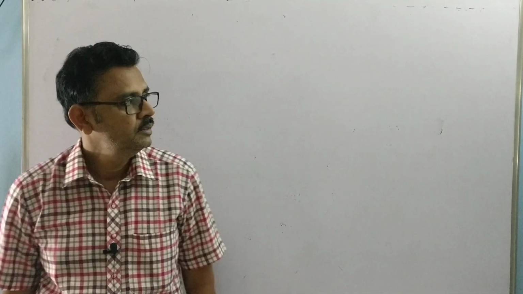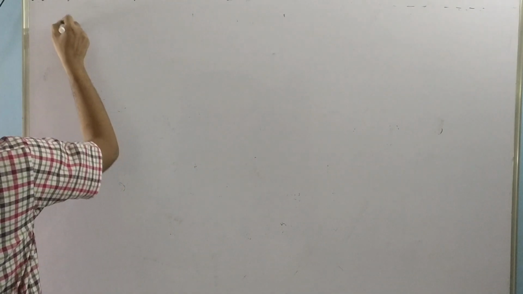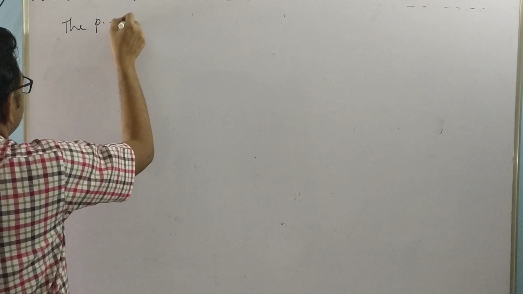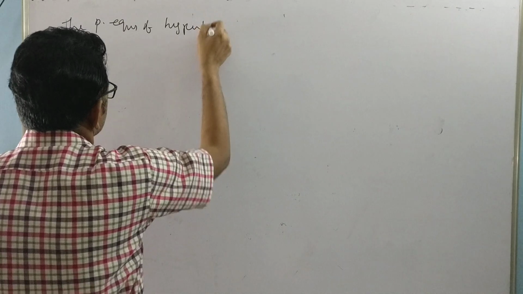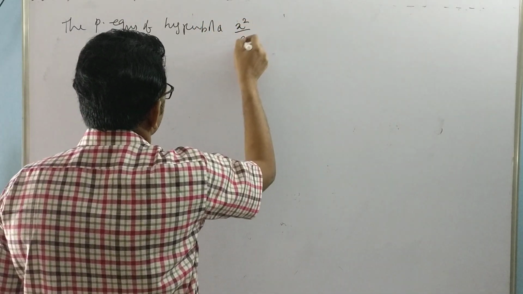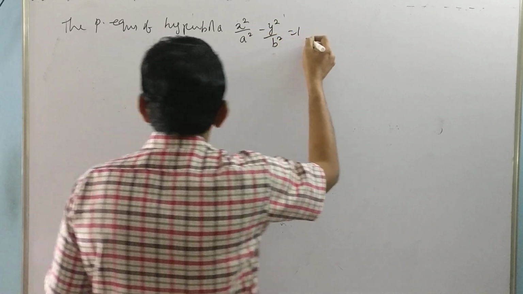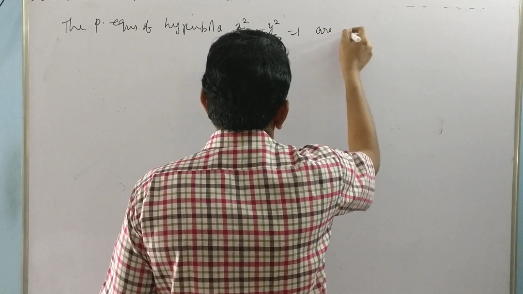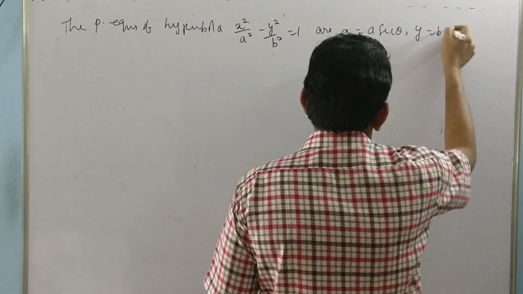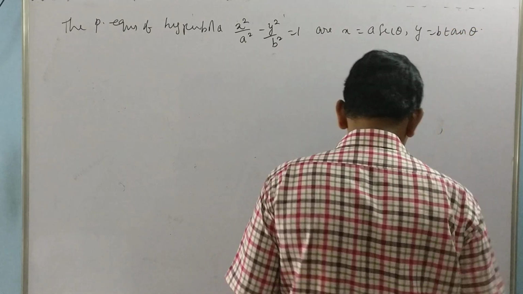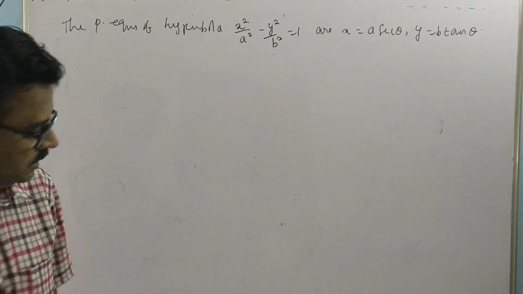Hi students. Now the eccentric angle and the parametric equations. Parametric equations of the hyperbola x square by a square minus y square by b square equal to 1 are x equal to a secant theta and y is equal to b tan theta. These are the parametric equations of the hyperbola.